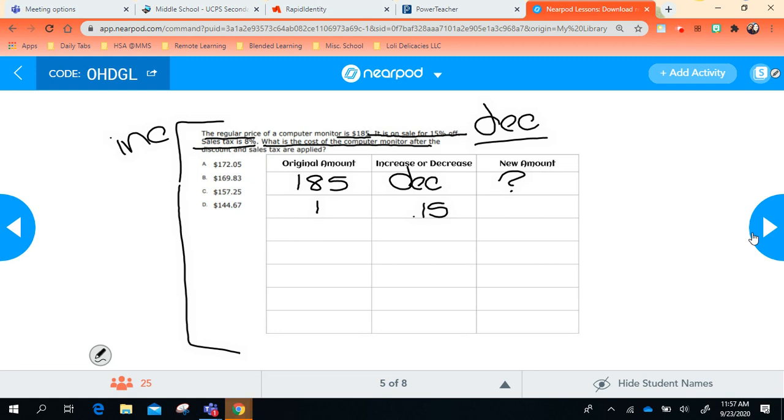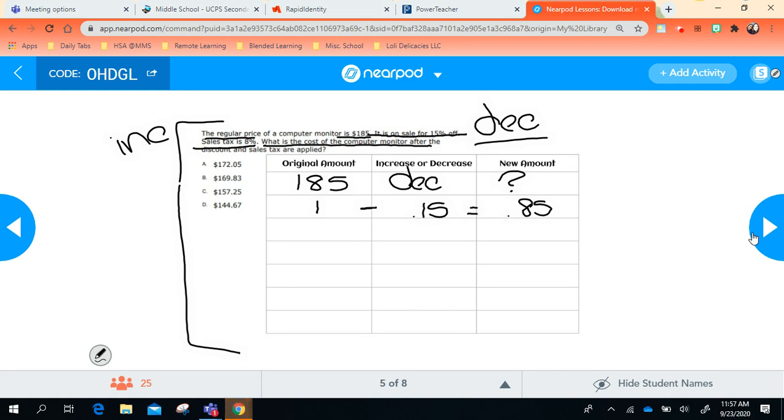Are we adding or subtracting? We are subtracting because it's a decrease. So what is 1 minus 0.15? I think I heard someone say in the back, point what? Not 0.75. 0.85. 0.75 would be if this is 25. Okay, so we've got 0.85.